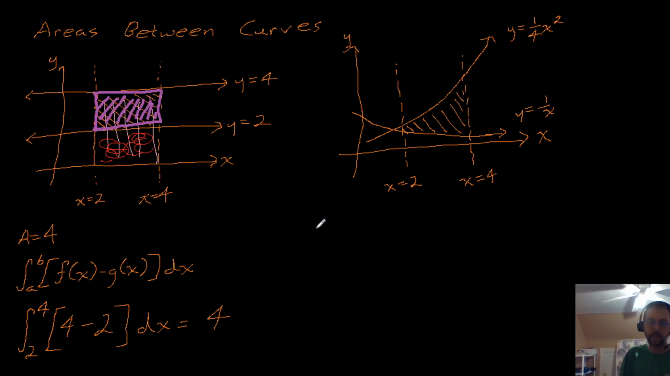So to set that up, we're going to have the integral from 2 to 4 of f of x, which needs to be the one that's farther away from the x-axis, which for all of this is 1/4 x squared, minus the one that's closer to the x-axis, which is 1 over x, dx.